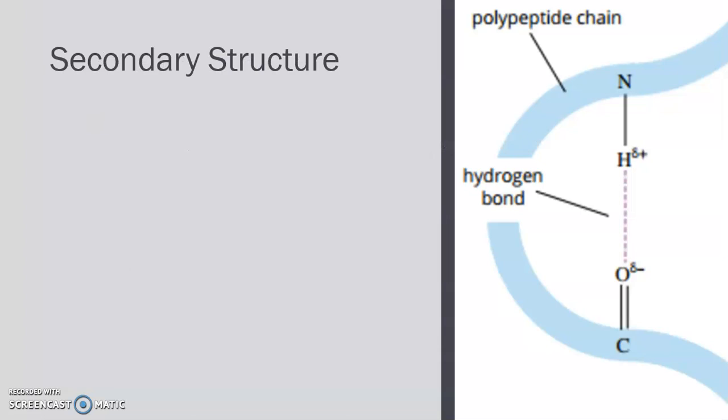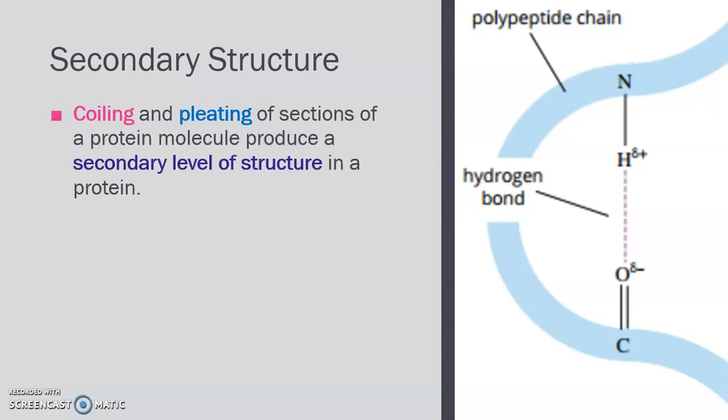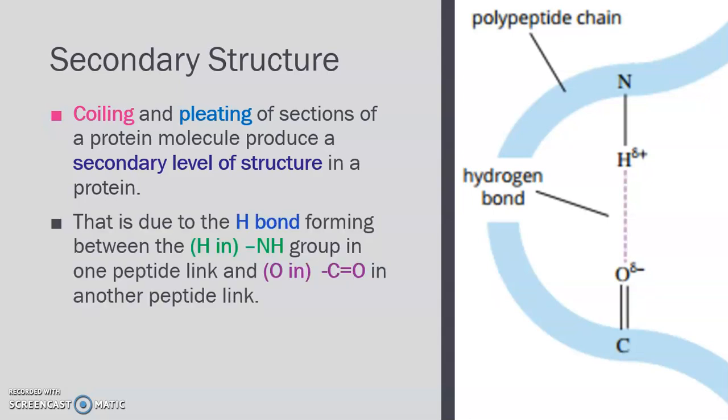Now, we zoom out a bit to have a look at the secondary structure of protein. The secondary structure often involves coiling and pleating of sections of the protein molecule that produces the secondary level. That is mostly due to hydrogen bonds forming between the hydrogen on the NH group and the oxygen in the carbonyl group.